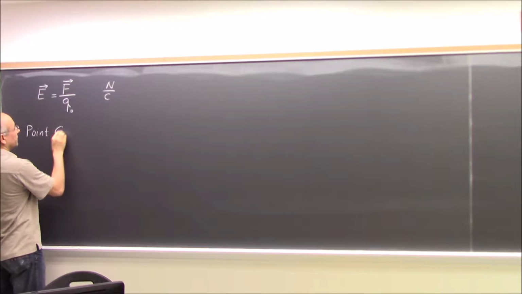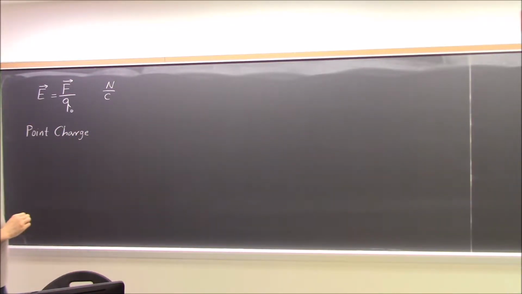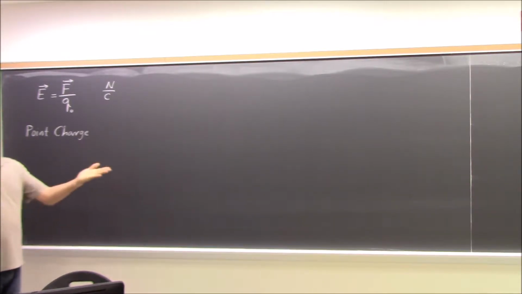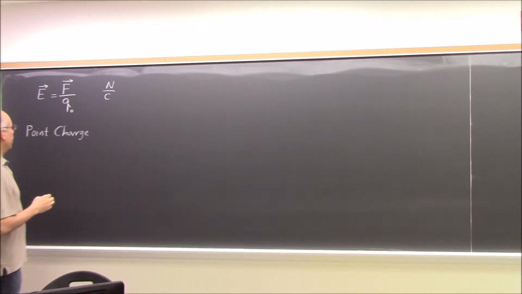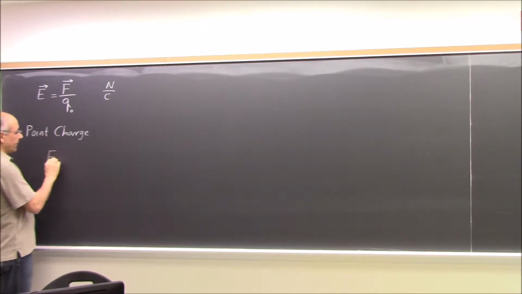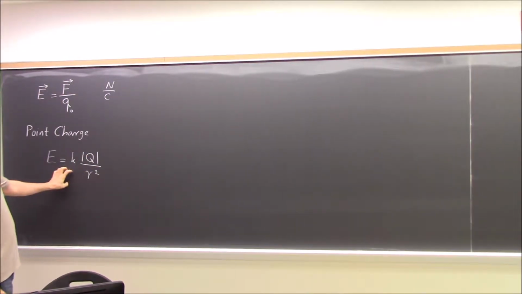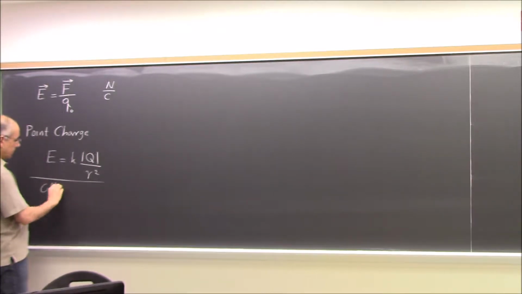For a point charge, we said that there's an electric field around it at any point. The electric field direction is away from the charge if the charge is positive, toward the charge if the charge is negative, and its magnitude is given by this formula. And then we said that if you have a collection of charges, then you do superposition.